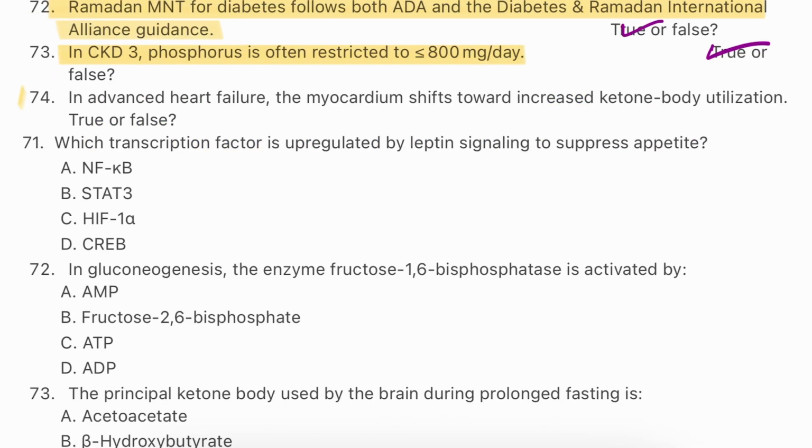Question number 74. In advanced heart failure, the myocardium shifts towards increased ketone body utilization. True or false? The answer is true. Failing heart uses ketones for energy efficiency.